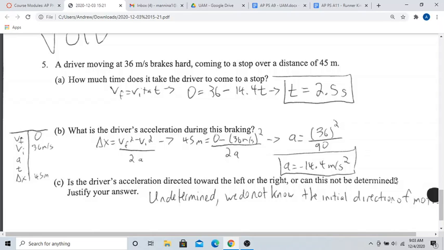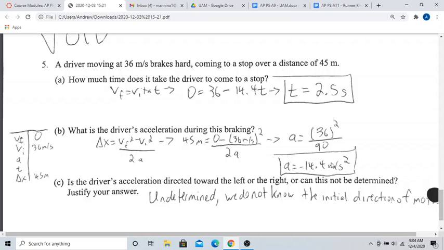And then the last question, is the driver's acceleration directed to the left or the right, or can this not be determined? The actual answer is that some of us might want to say if the acceleration is negative, it's going to the left, because we like to define positives to the right, and that's fair, but we haven't explicitly said anything in this question about what is positive or negative. So in fact, you can't determine which way the driver is accelerating. I don't know if they're accelerating to the left or to the right. It doesn't say in the question.